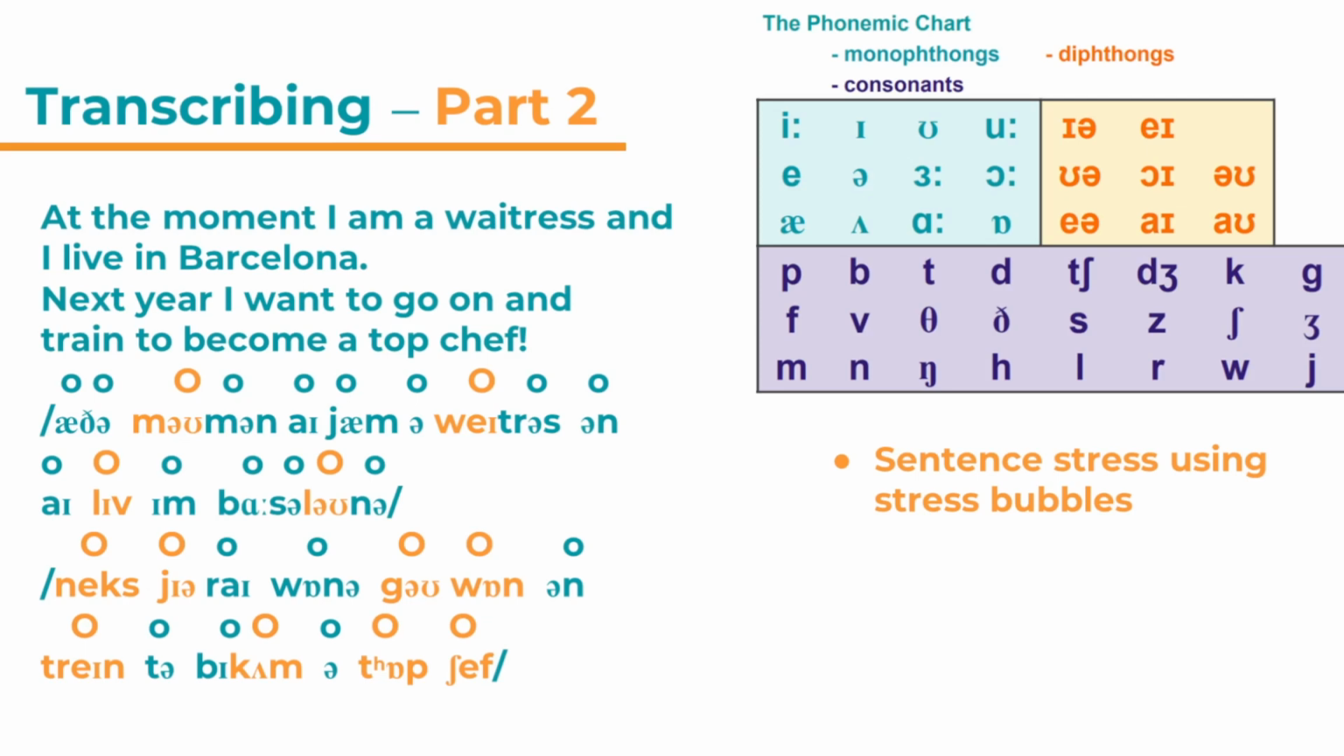Next year, again, only one syllable, go on. Here, actually, the on will be stressed even more than go. And then we have train, become. Here, the second syllable is stressed, and top, chef, both will be stressed. So this is one way of showing sentence stress. And you can also see again, all the unstressed words are the words also where we have a lot of weak forms and a lot of schwa sounds. Because remember, the schwa only appears in unstressed syllables.